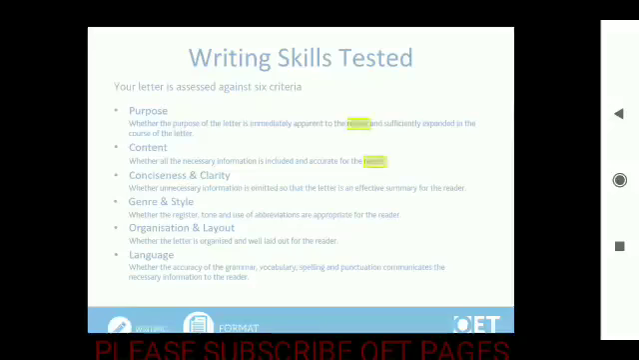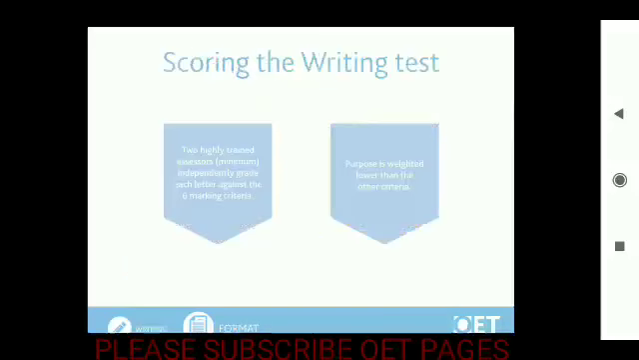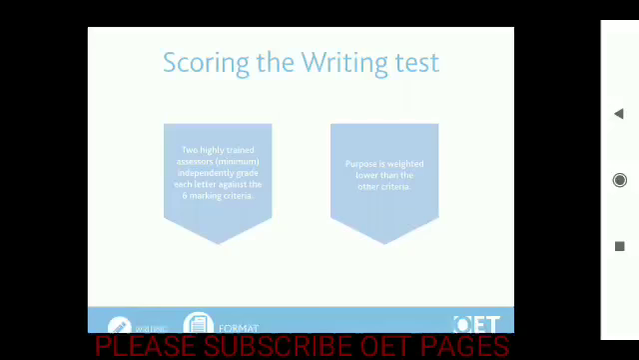As you can see, each statement focuses on the reader of the letter, and the masterclass will return to how you can do this in the Prepare section. Each letter is assessed against the criteria here in Melbourne, Australia by a minimum of 2 highly trained assessors. Any borderline assessment or assessment scores which do not match will be assessed by a 3rd independent assessor to ensure the grade you receive is valid and fair. Of the 6 criteria, purpose is weighted lower than the other 5 assessment criteria.